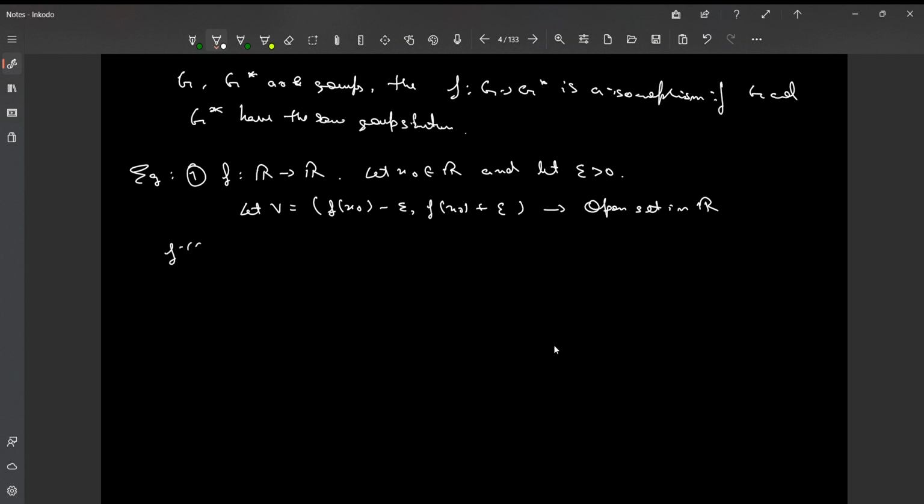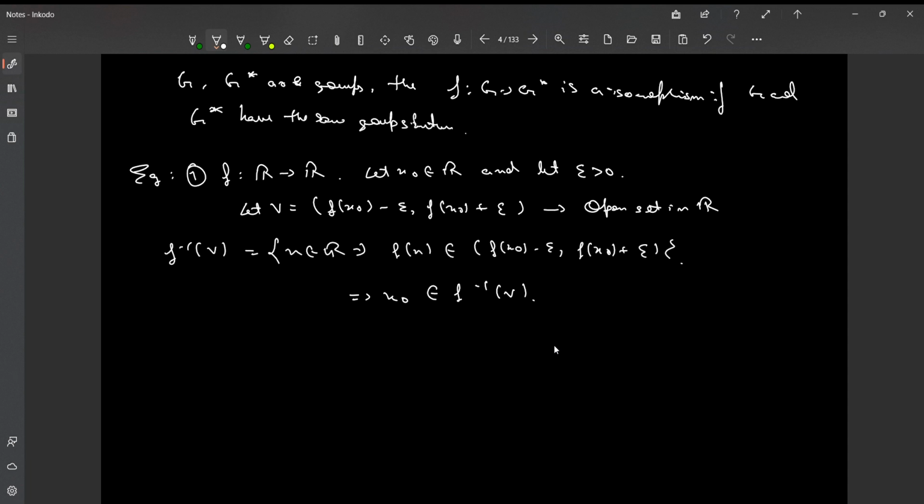Now, what is f inverse of V? It's the set of all elements x such that f(x) is in this interval, right? It's in the interval (f(x naught) minus epsilon, f(x naught) plus epsilon), right? So it is obvious that x naught is then in f inverse V, right? Because f(x naught) is in this interval, right?